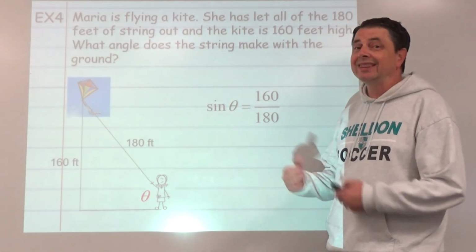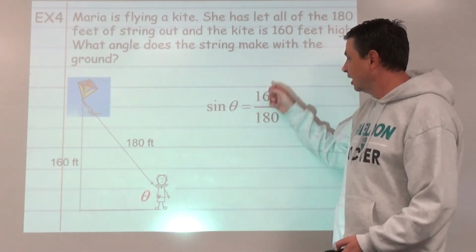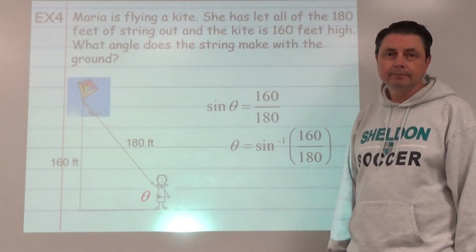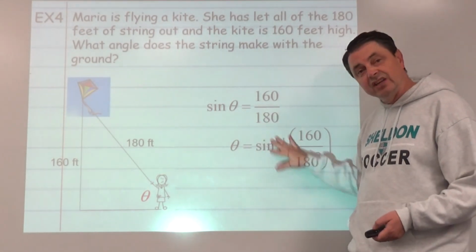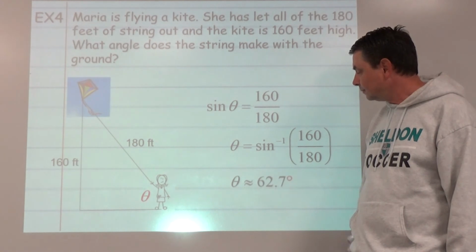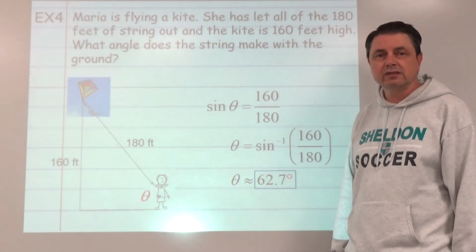So that means that theta would have to equal, to get rid of sine, inverse sine of 160 divided by 180. Calculator, second sine to get inverse sine of 160 divided by 180. We get that that angle is about 62.7 degrees.